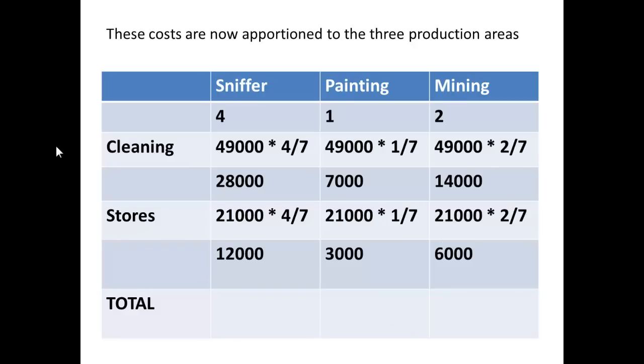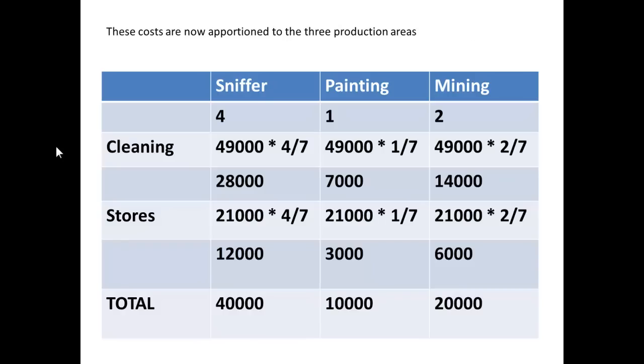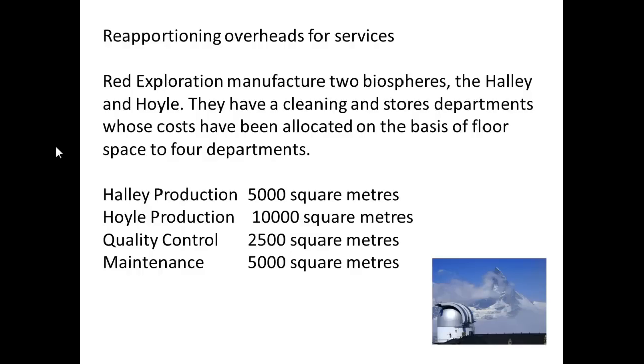Now let's do it for stores. 21,000 by 4/7 comes to 12,000. 21,000 by 1/7 is 3,000. 21,000 by 2/7 is 6,000. Now we need to total these. So we have 40,000 for the sniffer robots, 10,000 for the painting robot area, and 20,000 for the mining robot area. So we apportioned the service areas between the 3 production areas.